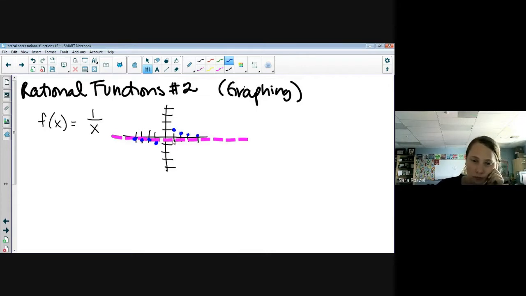Can you divide by 0? What's 1 over 0? Can you divide by that? No, it's undefined. So at the y-axis, where we've got 0 here, we actually have another asymptote. We've got a vertical and a horizontal asymptote.